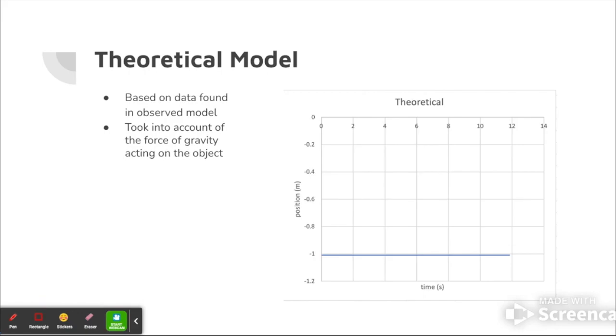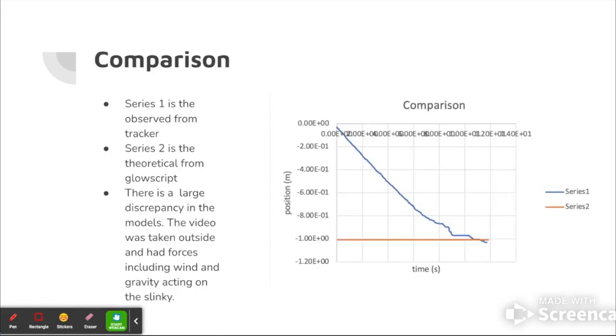Finally, this was the theoretical model found based on the data observed. This also took into account the force of gravity acting on the object. As seen here, it was a pretty consistent line with a consistent velocity. In comparison, Series 1, which is the observed data from Tracker, and Series 2, the theoretical data from the GlowScript, there is a large discrepancy in the models. The video for the observed data in Tracker was taken outside and had forces including wind, which may not have been accounted for, which played a large role on the slinky.